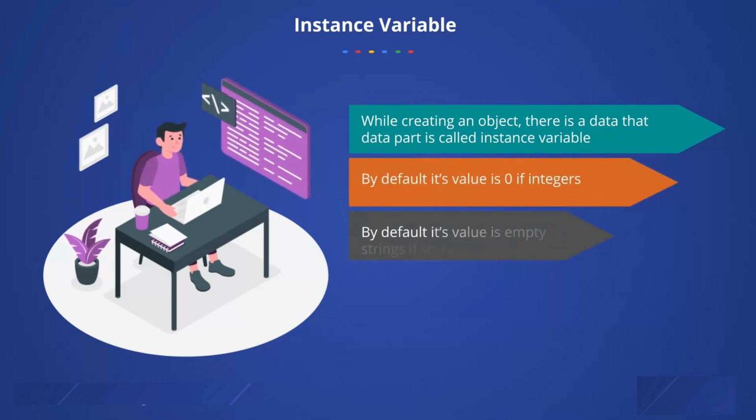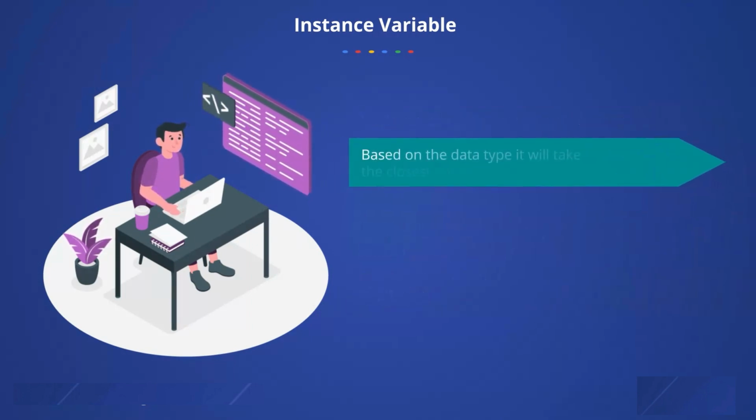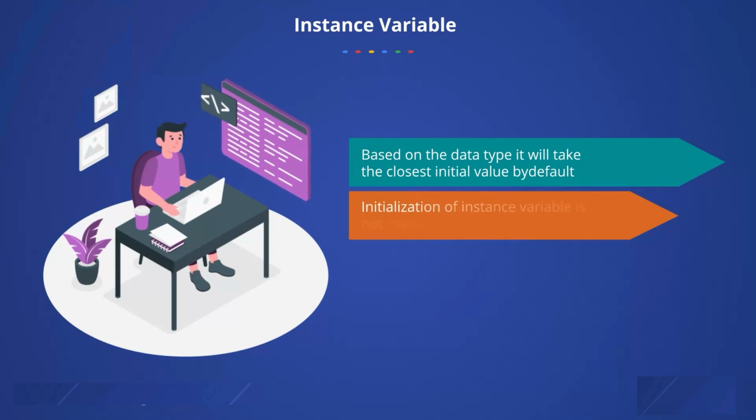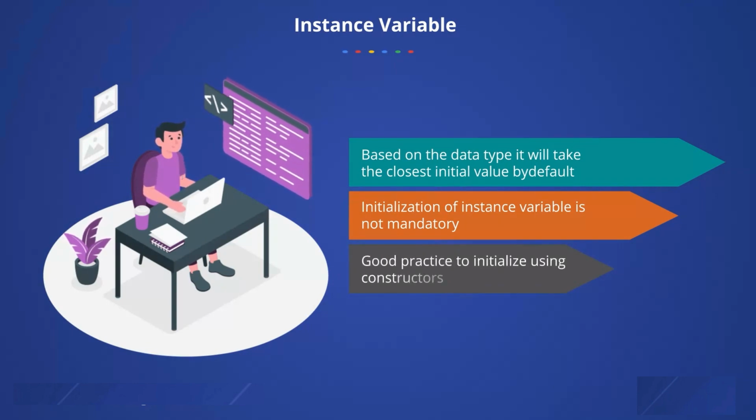If they are strings, they will be initialized to an empty string. If they are float, they will be initialized to 0.0. So based on the data type, it will take the closest initial value. By default, we don't need to do it. That's why I said local variables you need to initialize, whereas instance variables you need not. But it's always a good idea to initialize the variables using a constructor or some mechanism.